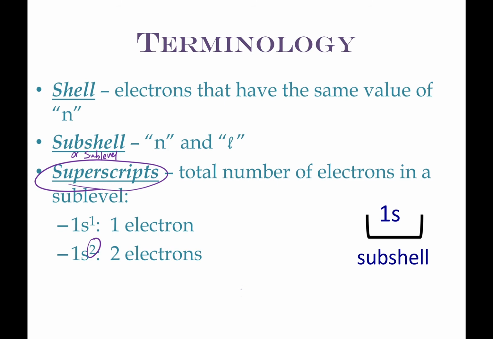And you do not need to put commas. Oh, please, God, stop with the commas. Please don't put the commas between there. So there's no commas needed. You just write 1s2 2s2 2p6, and so on and so forth, okay? So we don't need any commas.